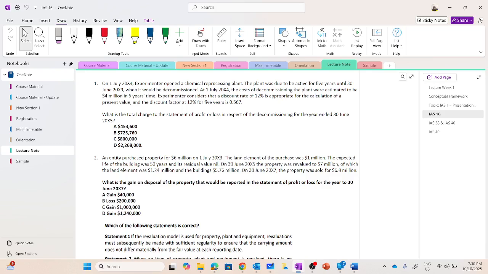But look at the requirement. What is the gain on disposal of the property? The question asks us to calculate the gain or loss on the property. We are not going to solve it now. We are going to solve the question when we are doing our live online classes.